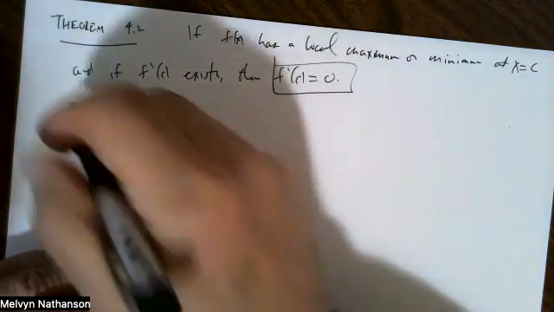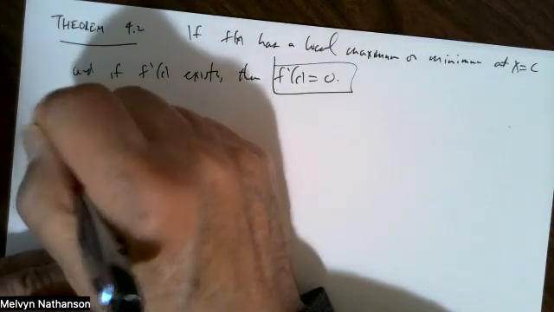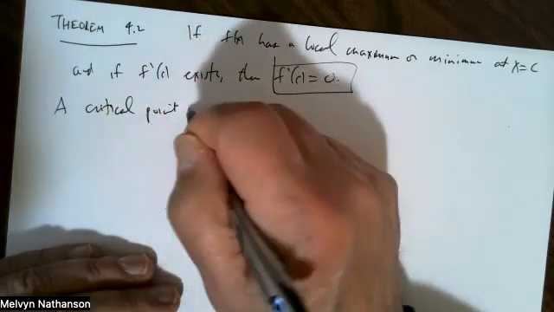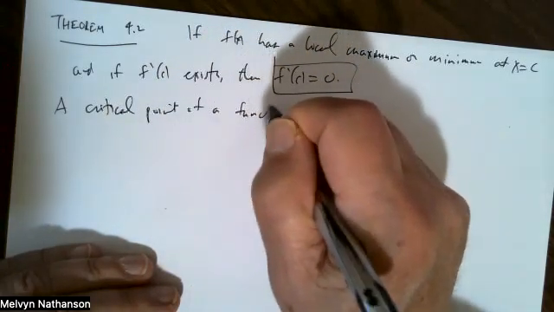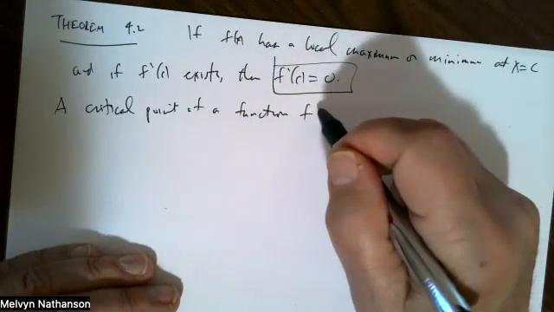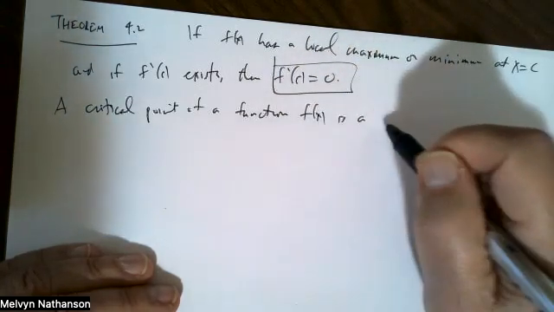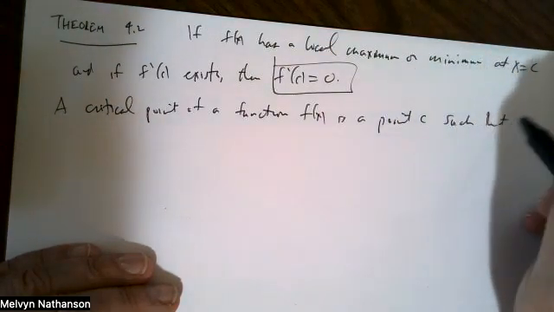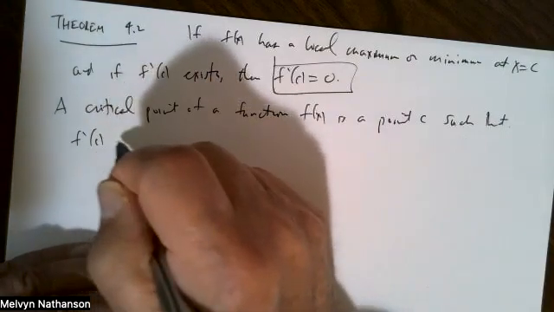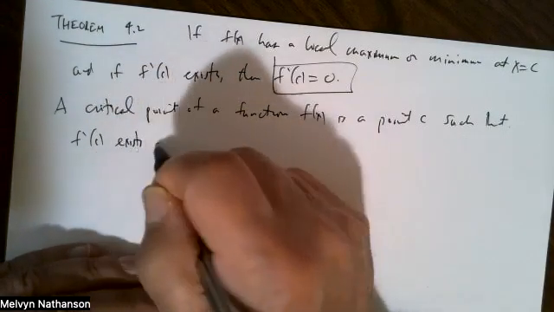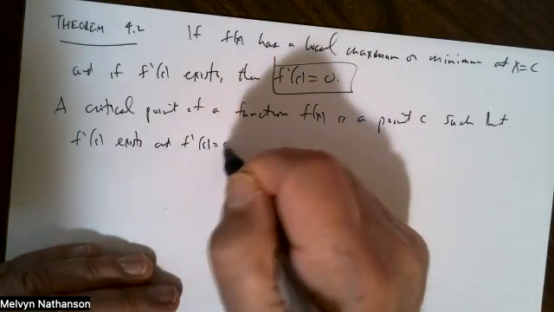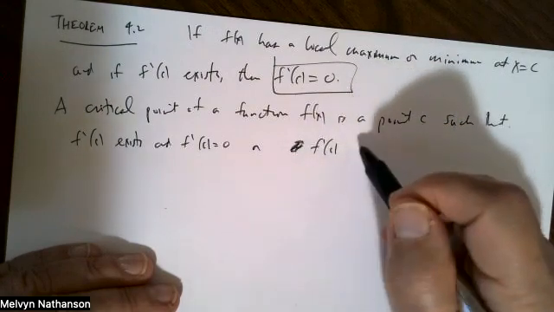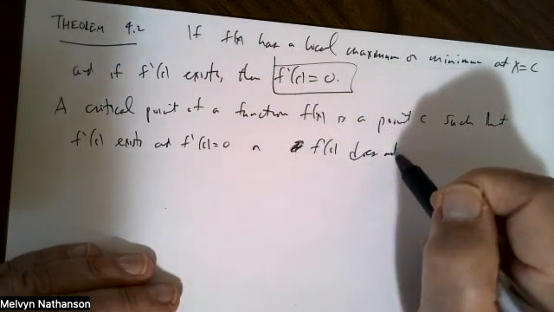And let's just recall, a critical point of a function f of x is a point c, and there can be many, such that either f prime of c, the derivative exists, and f prime of c is equal to 0, or f prime of c does not exist.